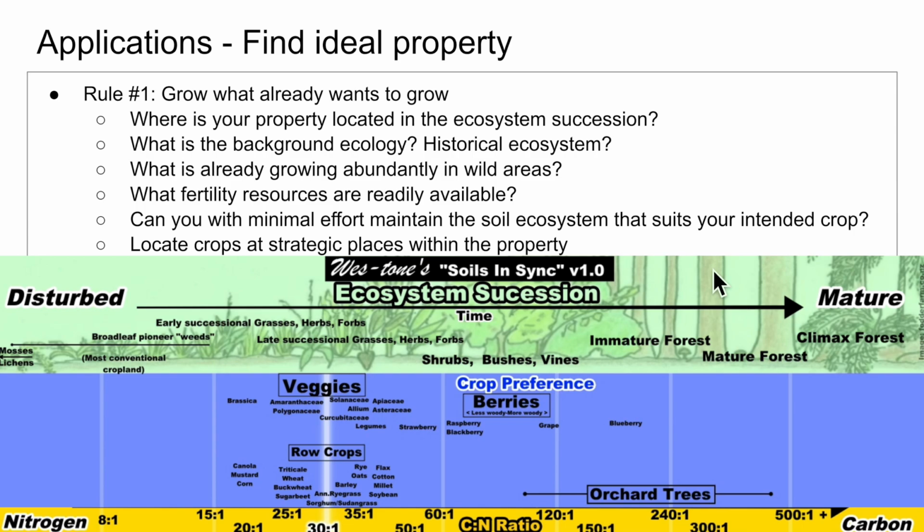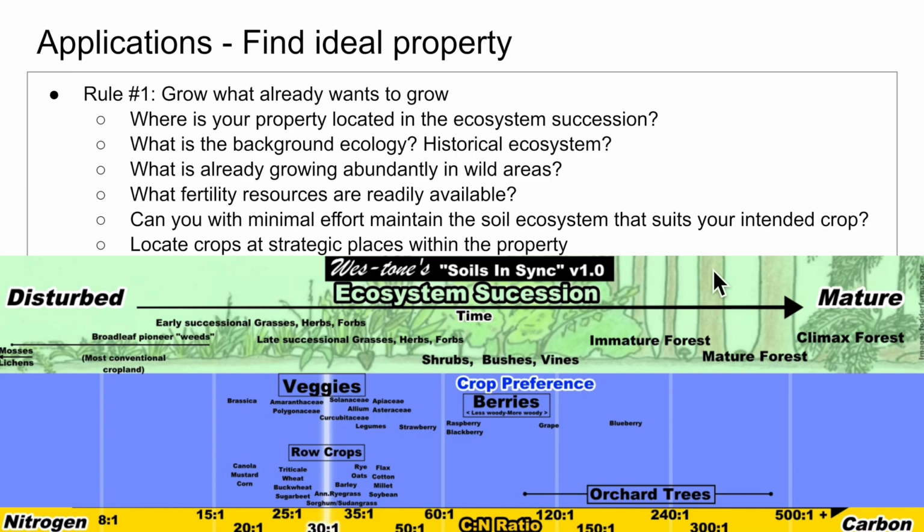Where is your property located in the ecosystem succession? What is the background ecology? What's the historical ecosystem? What grew there before mankind's agriculture? What is already growing abundantly in wild areas? What fertility resources are readily available? Can you, with minimal effort, maintain the soil ecosystem that suits your intended crop?